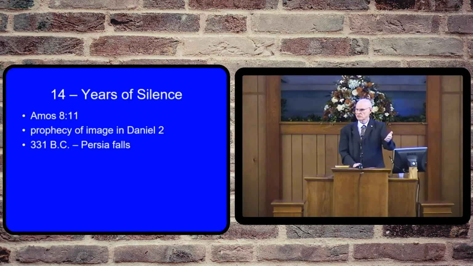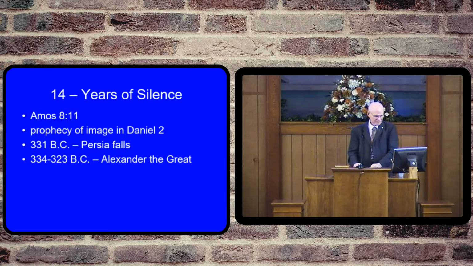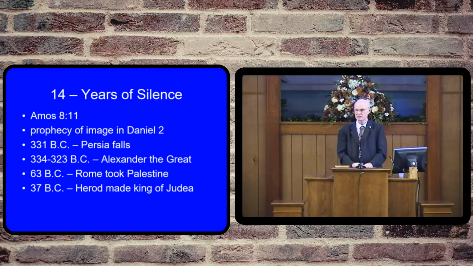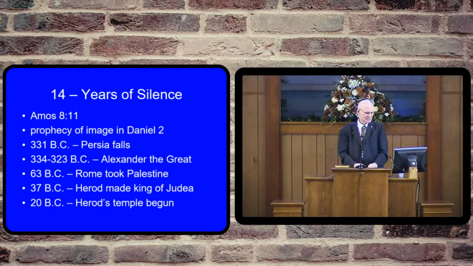331, Persia, who's in power when the return goes back. 331, the Persian Empire falls. And we have Alexander and the Greeks, who become the world dominant power at that time. And then in about 63 BC, Rome has come to power. In 63 BC, they take Palestine. And that's what's key to us. Herod's made king of Judah in 37 BC, and in about 20 BC, Herod starts building onto and remodeling and making the temple larger. So this is some of the things that happened during the years of silence.